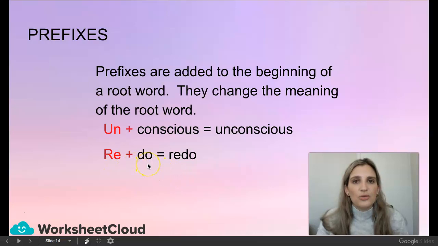Then redo. To do something, you do it immediately. To redo it is to attempt it again. So I'm redoing this lesson because I'm not happy with it.